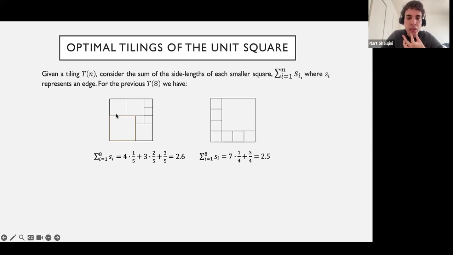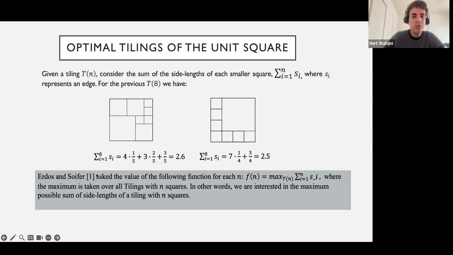And you can calculate this directly. The big square has side length 3/5. The medium squares have side length 2/5, and the small squares have side length 1/5. If you add them all up, you get 2.6. You get the same thing for the tiling on the right-hand side.